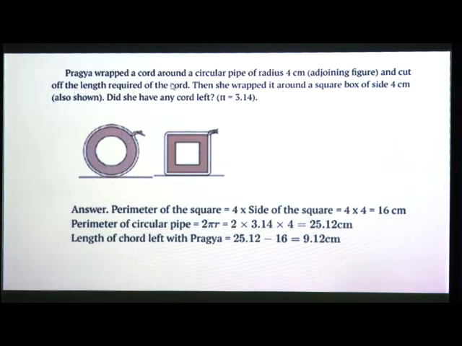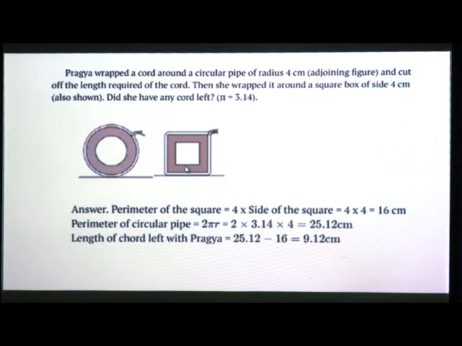Now, again I will explain. Pragya wrapped a cord around a circular pipe of radius 4 centimeter. This is a circular pipe whose radius is 4 centimeter, and she cut off the length required of a cord. Then she wrapped it around a square box of side 4 centimeter. This is a square box whose side is 4 centimeter. Did she have any cord left with her? We have to find out. Now, first what will we do? We will find the perimeter of the cord.